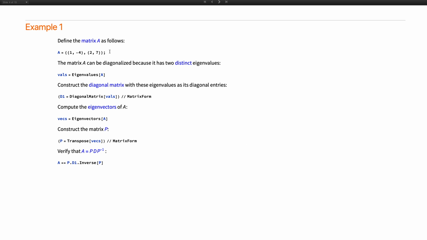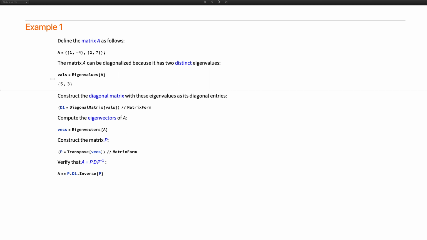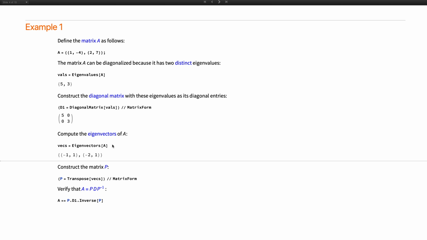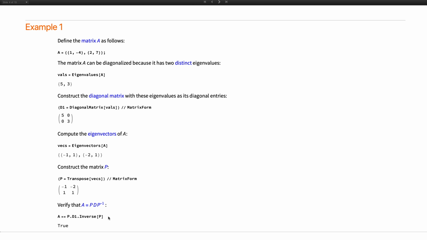As an example, here is a matrix A. It's a 2 by 2 matrix. It has two distinct eigenvalues, 5 and 3. So you construct a diagonal matrix with those as the diagonal entries, 5 and 3. You find the eigenvectors, take a transpose, and you get the matrix P. And then finally you can check that A is equal to P times D times P inverse.